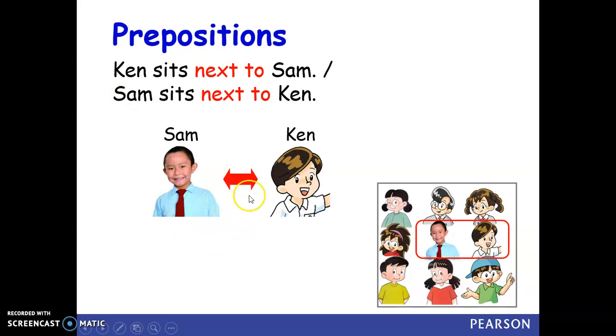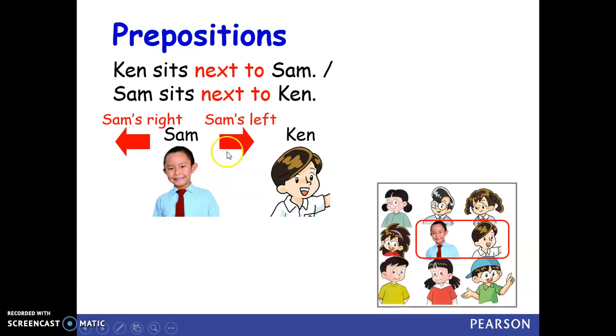Next to. Sam sits next to Ken. And remember, we need to use this S. We cannot say Ken sit next to Sam. We need to use the S form. Ken sits next to Sam. Sam sits next to Ken.